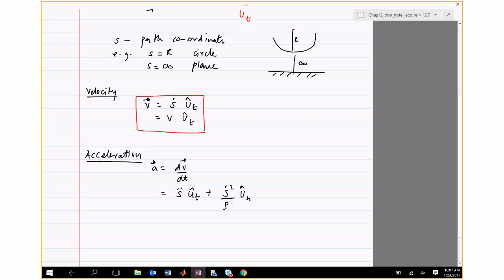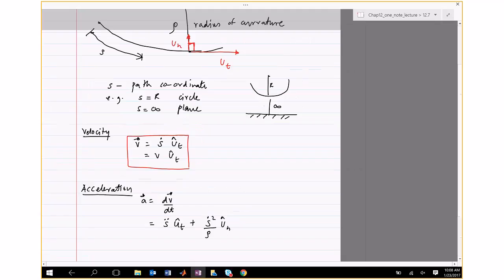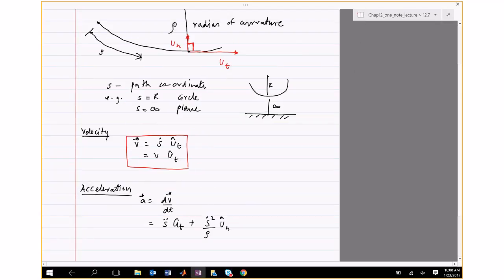That is not zero, because remember what happens is ut is this particular tangent, right? It changes with time. It keeps changing. So ut is not constant. That's why when you try to take the derivative, you'll get s double dot ut plus s dot times ut dot. And turns out that ut dot is s dot square divided by rho times un. Okay, the derivation is in the book.